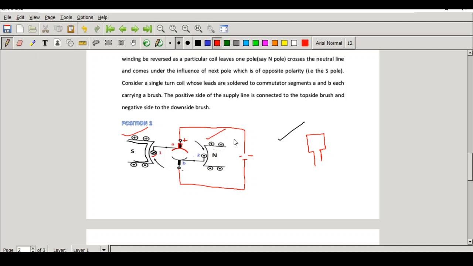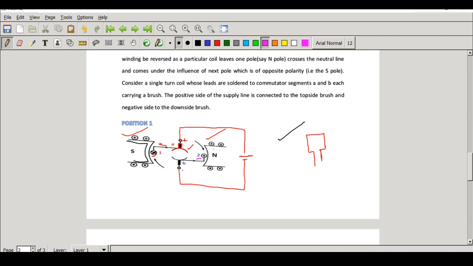Okay, so you are giving an electrical input here. So from the positive terminal, the current is entering into the brush, right? From the brush, it will move to the commutator segment, and from here you can see the direction. It is flowing to conductor 1, right? And here we have conductor 2.